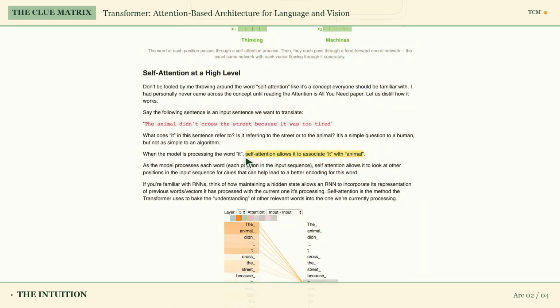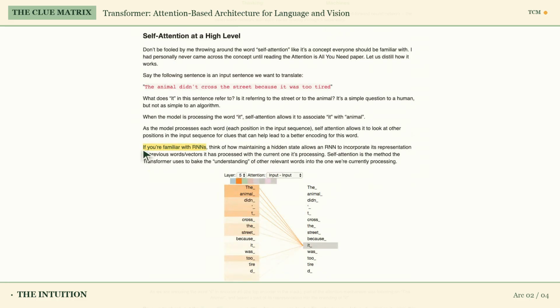This post uses a great example. The animal didn't cross the street because it was too tired. What does it refer to? It's the animal. A human gets that instantly because of the context. Self-attention allows the model to make that same connection. When processing it, self-attention allows it to associate it with animal.